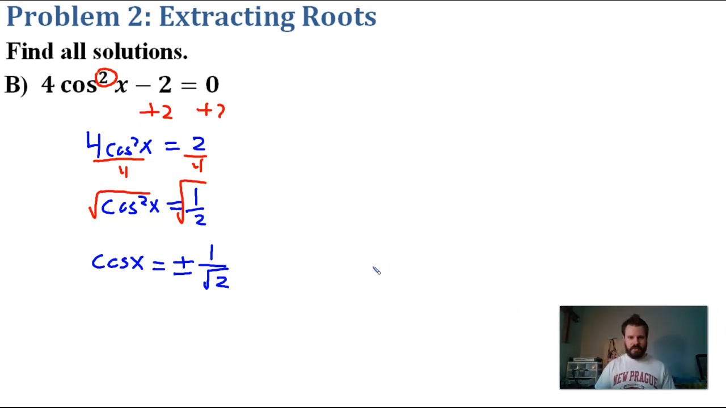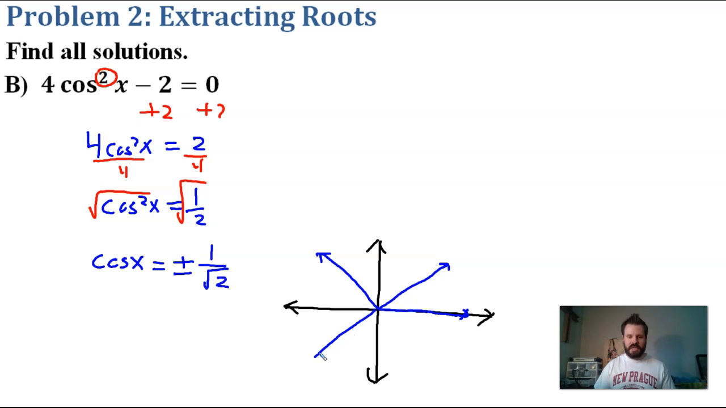I'm going to do that right here, so I've got some room up top without my face in the way. Again, where do I have solutions? Since it's plus minus, there's no guess or check work. I just know there's a solution in all 4 quadrants. As long as you don't forget the plus minus part on this equation, you're not going to miss that.